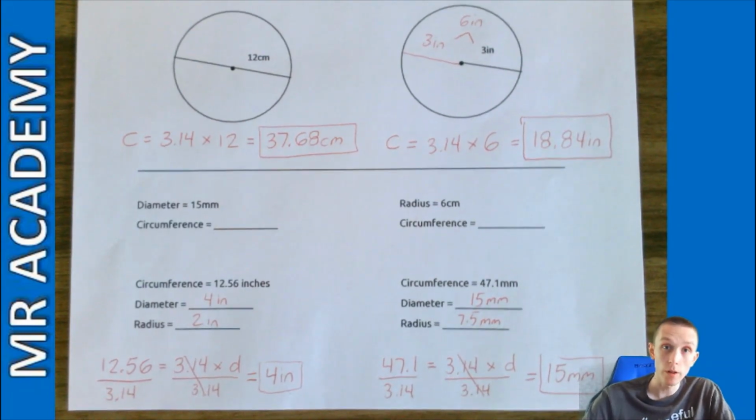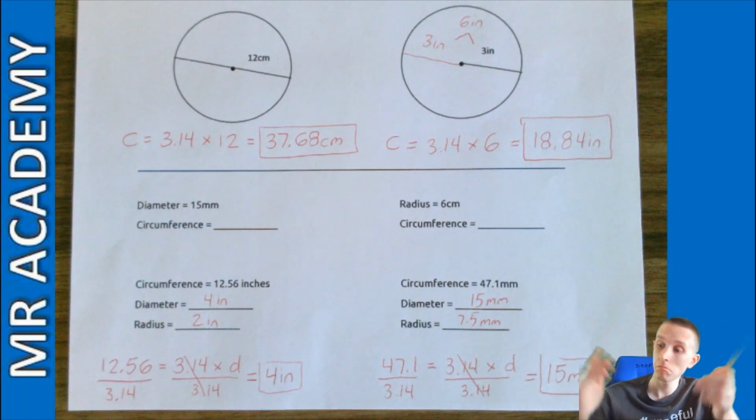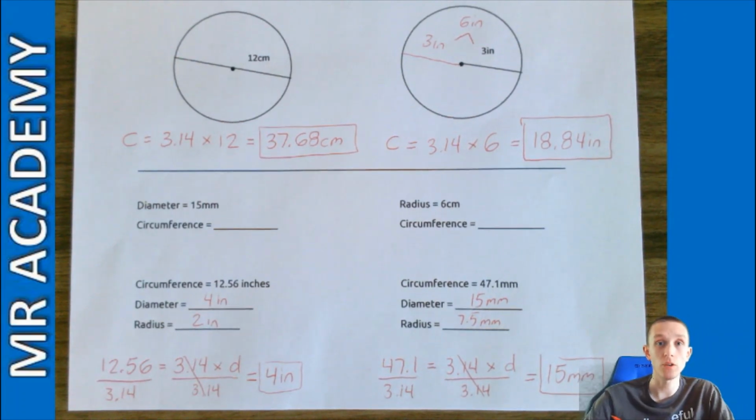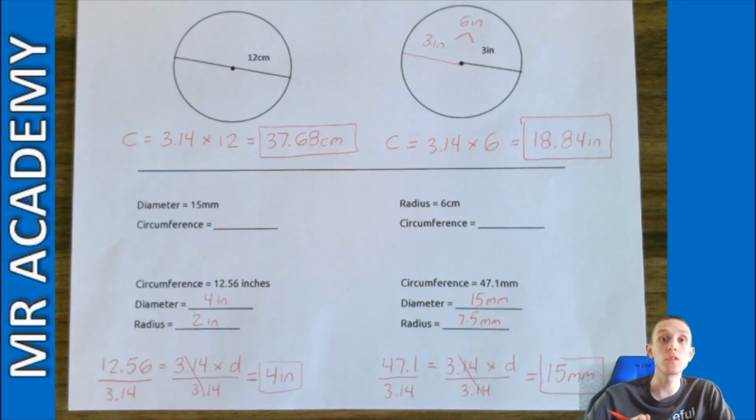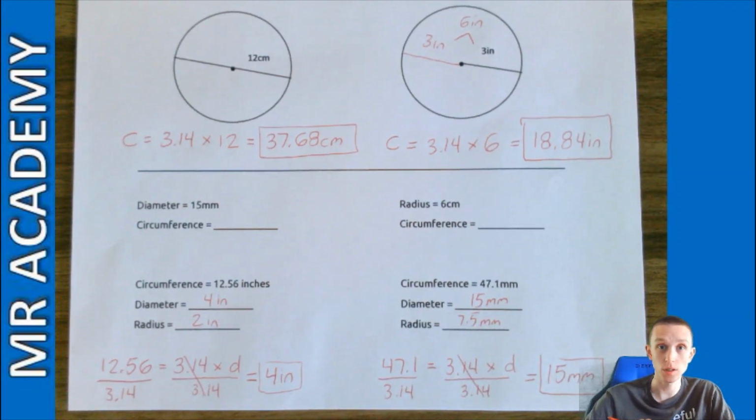And also, one other thing we did talk about is if you get the radius, just double that. Okay, the radius is halfway across the circle, diameter is the entire distance across. You're in business. Okay, double that radius, multiply it by pi, you're good to go. So, that is the circumference of circles.